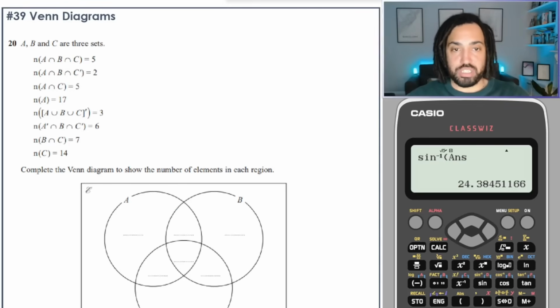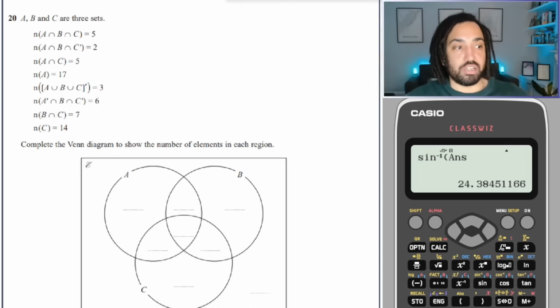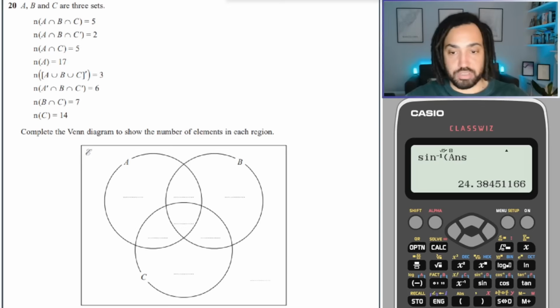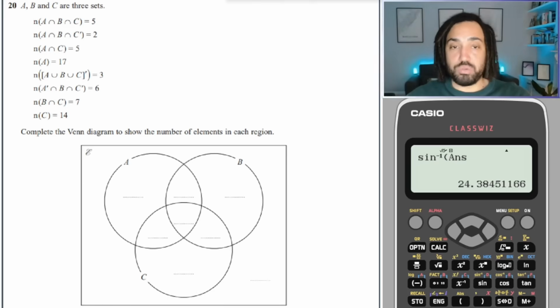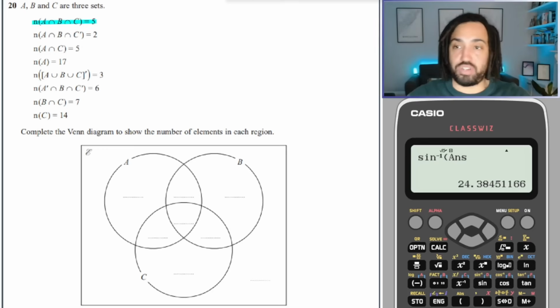Okay, beast question. Venn diagrams. Now we've got the number of elements in these given areas, and we need to complete the Venn diagram to show the number of elements. So slightly different to the last question that we've just done. Okay, we're always going to want to start with the centre, and that is given here. The number of elements in the intersection of A, B and C is 5. So that means 5 goes here.